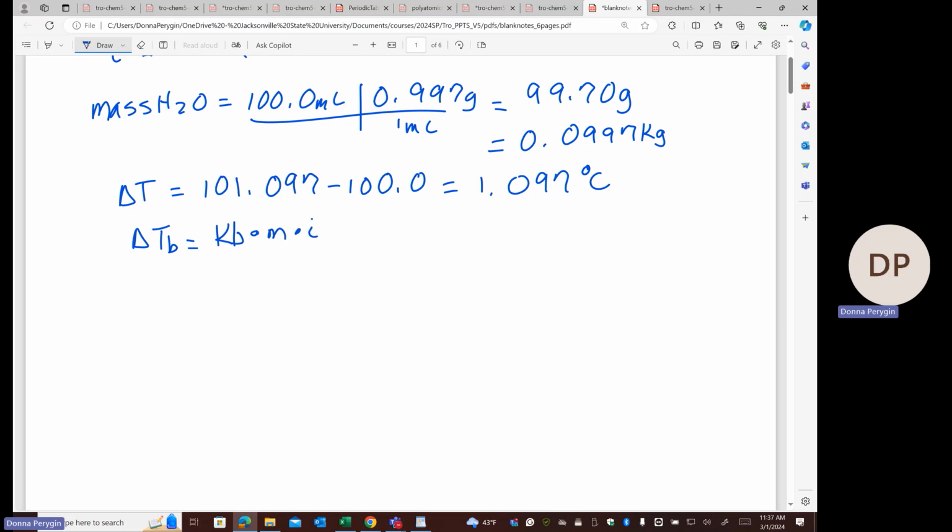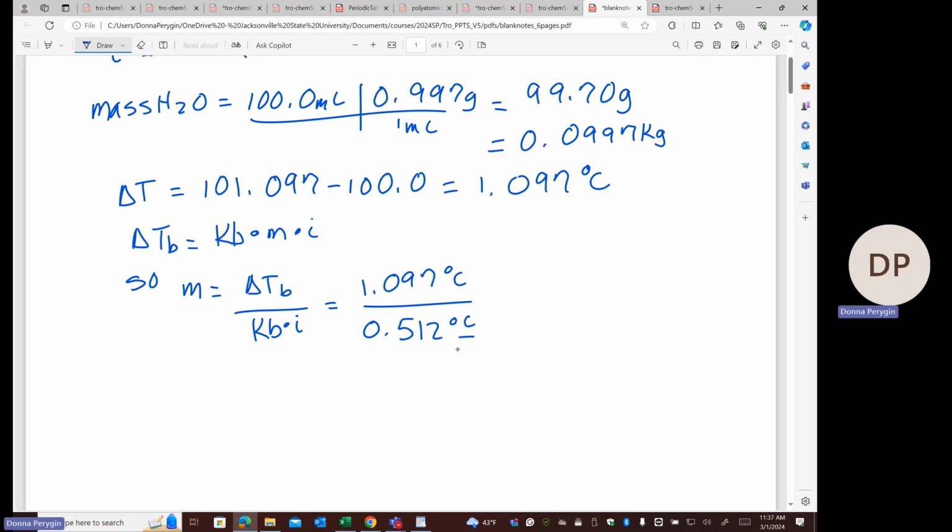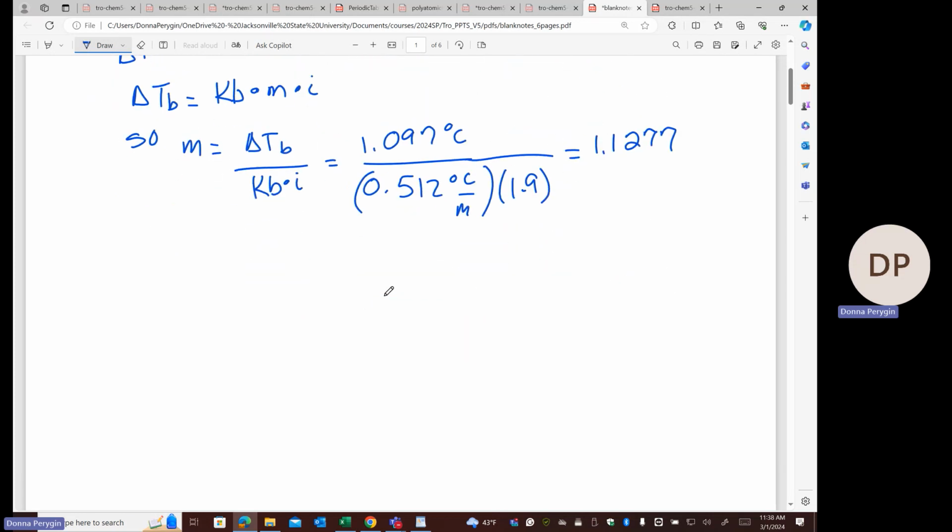All right, and we know that delta T is equal to Kb for water times m times the Van Hoff factor i. So m is equal to delta Tb divided by Kb times i, which is equal to 1.097 degrees C divided by 0.512 degrees C per mole. That's the Kb for water times 1.9. Okay, so that's in the denominator, and that's 1.1277. That's my molality. So that gives me the molality for my solution.